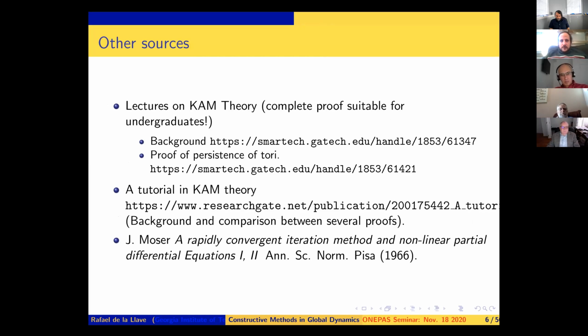Now, some propaganda: if you want to look, there are other sources. In particular, I gave a proof of the KAM theorem which is suitable for undergraduates, and I have actually tried it with undergraduates. In about 3 hours, if you have taken undergraduate real analysis and complex analysis, the first part is a reminder, and the second part is another reminder. I also prepared a tutorial on KAM theory. The usefulness of this paper is that it doesn't present a single proof, it presents several proofs and compares them.